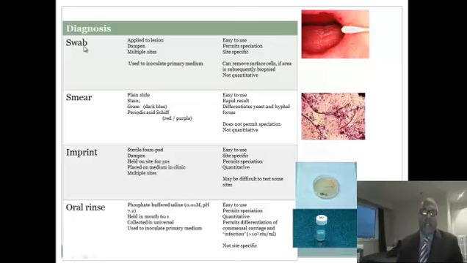Initially, if we look at some of the cytological examinations that we can do, you can do a swab. A swab is probably more useful if you're trying to identify the type of bacteria in an infection.